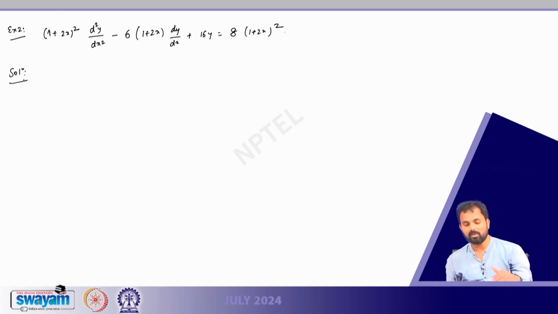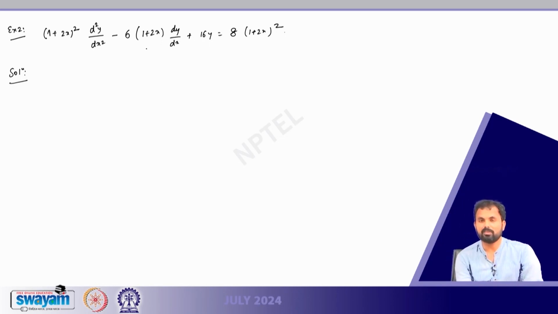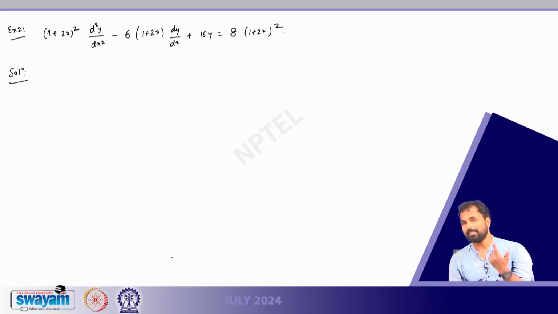And why we are saying singularity: if you divide both sides by (1 plus 2x) whole square, then it will become 1 here, 6 by (1 plus 2x), and here it will be 16 by (1 plus 2x). At x equals minus half, the second and third coefficients become undefined, or infinity, and that is why this equation has a singularity at x equals minus half.